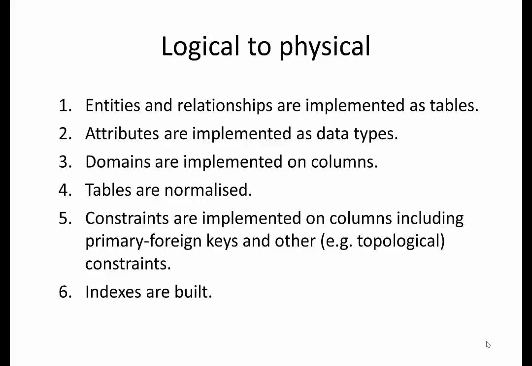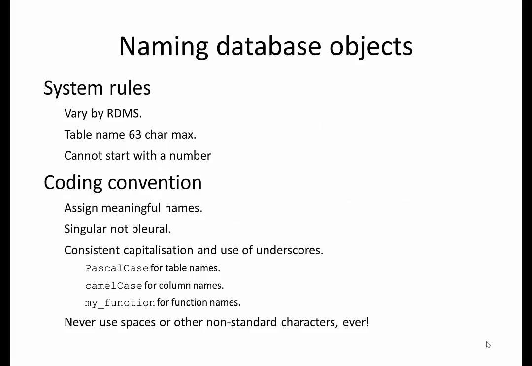You need to impose constraints on columns, things like primary keys, as well as topological constraints, so primary foreign key pairs, and any other topological constraints that might be implemented. If you don't know what a topological constraint is, don't worry about it. That's basically a spatial constraint, and we'll talk about that after the summer holidays, the enrichment week. I've got indexes built there, but last year I talked about indexes in this lecture, and I've taken it out this year, so just ignore number 6. We'll talk about indexes in a later lecture.